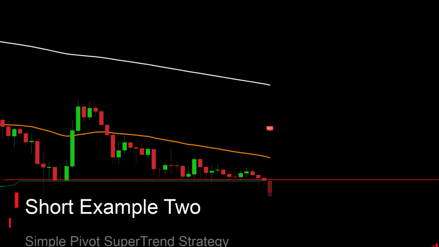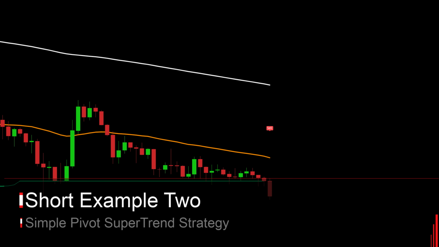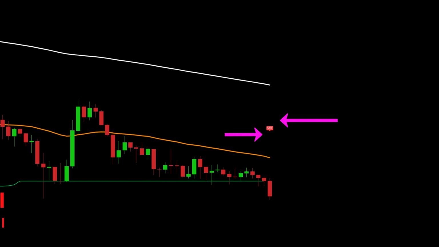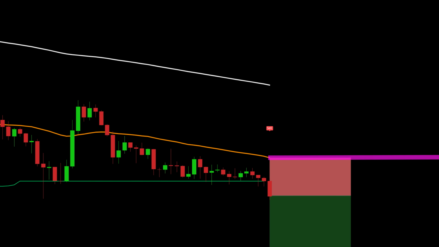I'm going to show you one more quick short example. Price is under both EMAs. There is a Pivot Supertrend sell signal. This is our trigger candle. The stop is placed at the 50 EMA and the trade is entered. And this example is closed with another great risk to reward of 3.74.